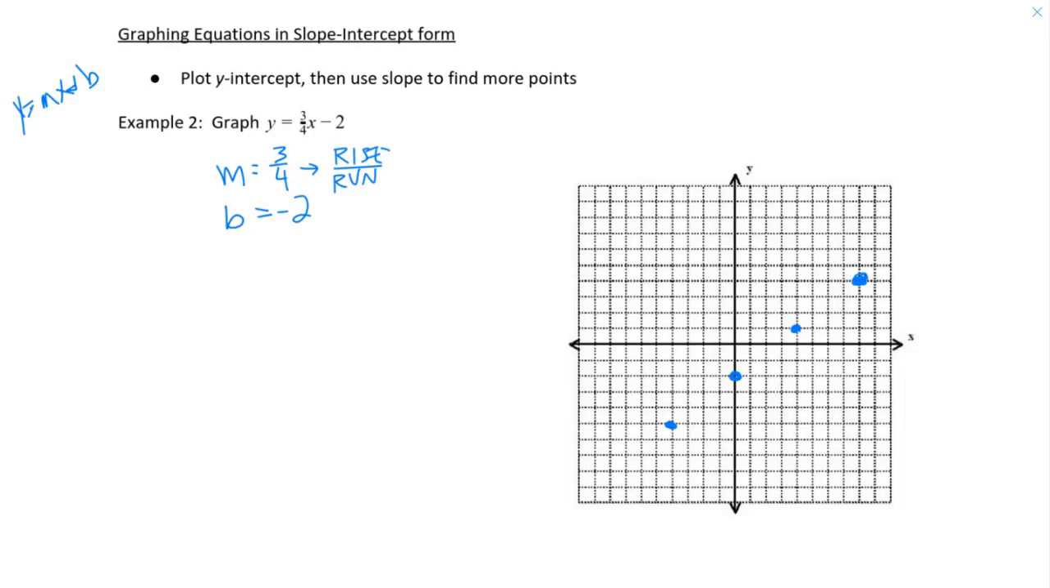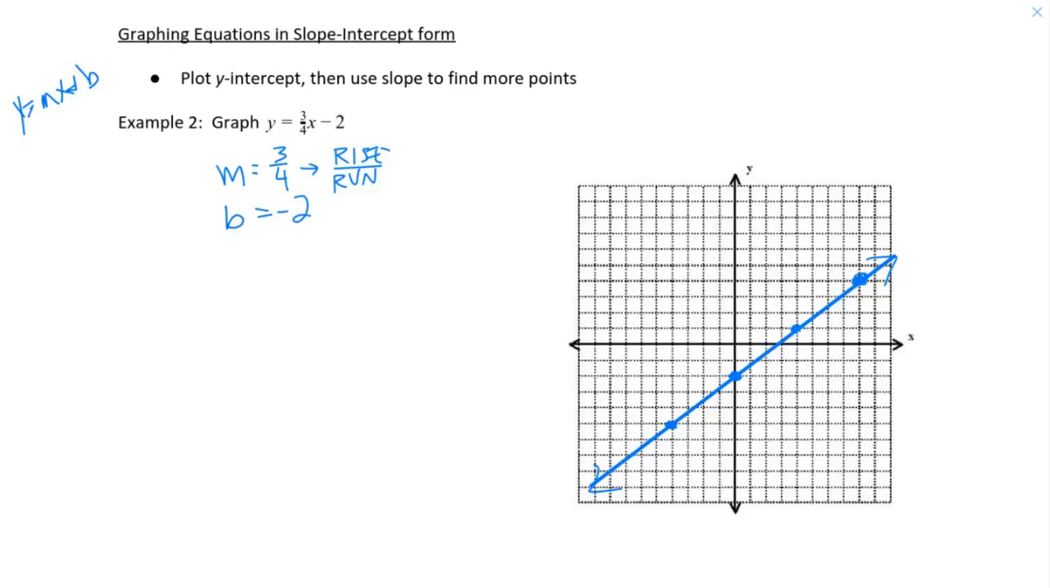Once we get a couple points plotted in there, we're ready to graph our line. We want to take a ruler or some other straight edge and draw a nice straight line through those points. And we have to remember that with a line, we always want arrows on the end. All right, so that's it for that graph.